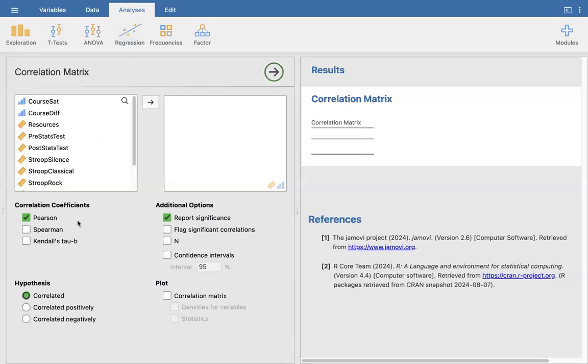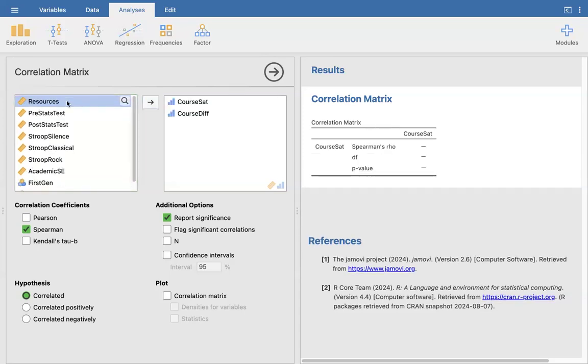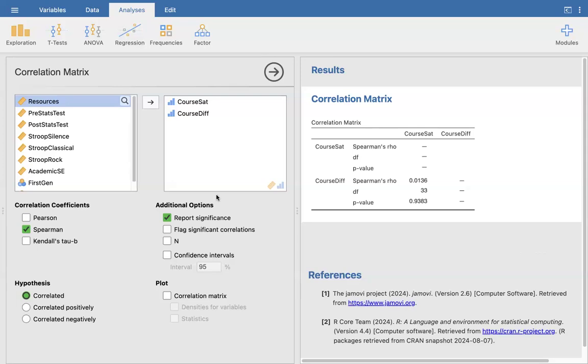And here, instead of defaulting to Pearson under correlation coefficient, I'm going to change this to Spearman. I'm going to uncheck Pearson. You could also do this afterwards, it doesn't matter. But then you need to move your variables over. So I'm going to go ahead and move course satisfaction over, and then I'll do course difficulty. You can also drag and drop, move them together.